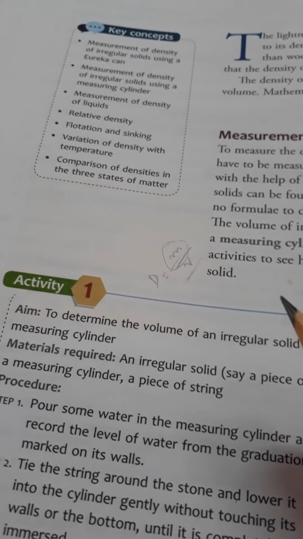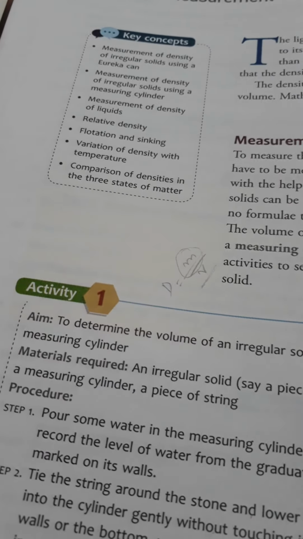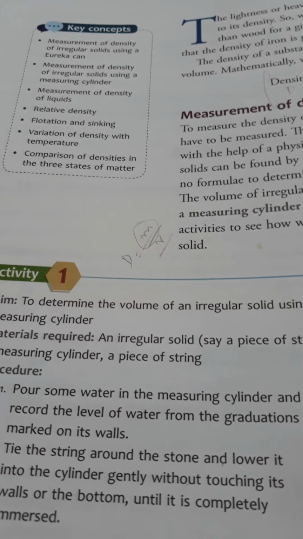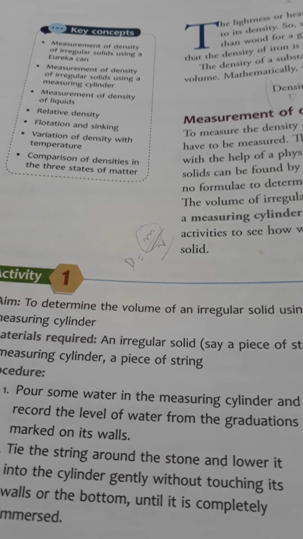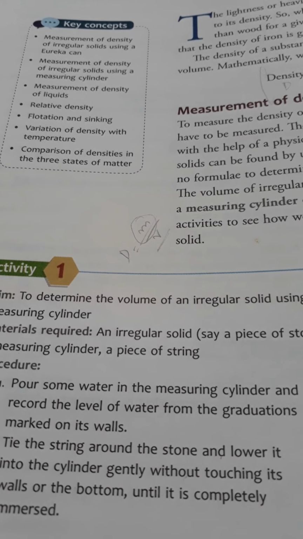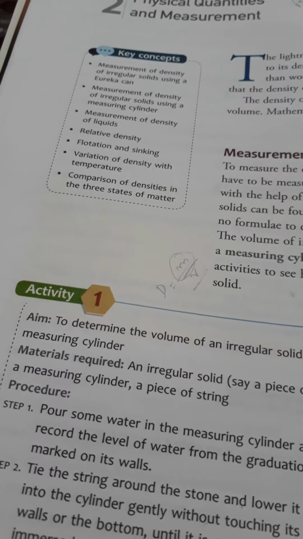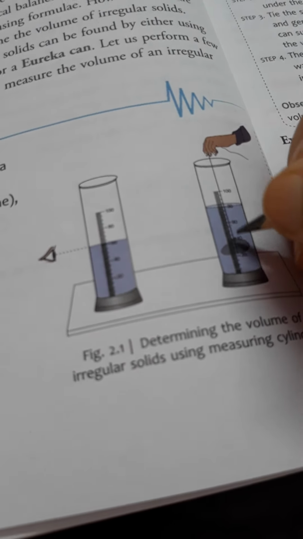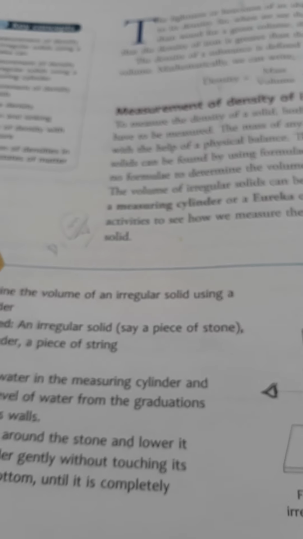The first one, our aim is to determine the volume of an irregular solid using a measuring cylinder. Materials required: an irregular solid. I told you an irregular solid is one whose dimensions cannot be measured. If you take any stone, is it possible to find out its dimensions? Not possible. So a piece of stone, a measuring cylinder, and a piece of string. You see in this picture, this is a stone, this is a string, and this is a measuring cylinder. Of course, a measuring cylinder is required to find out the volume.